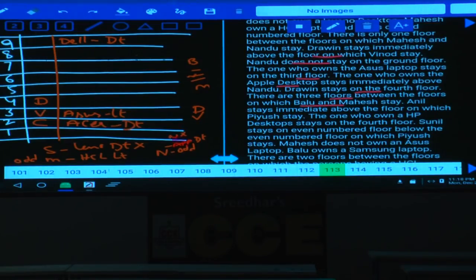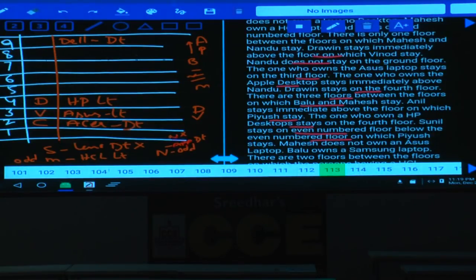Follow? Next one, Anil stays immediately above the floor on which Piyush lives. Anil is immediately above Piyush, and between Anil and Piyush one must be on an odd number floor. The one who owns an HP laptop stays on the 4th floor. 4th floor, HP laptop. And Sunil stays on an even number floor below the even number floor on which Piyush stays. Now between Piyush and Sunil, there must be exactly 1.